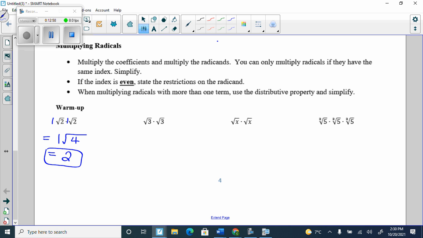Okay. Let's try the next one. Root 3 times root 3 is root what? 9. Because it's 3 times 3, right? And what's the square root of 9? 3. Okay. Root 3 times root 3 is 3. Root 2 times root 2 is 2. Root x times root x is root x squared, which is x. So root x times root x is just x.